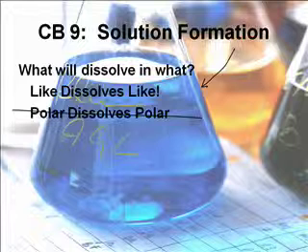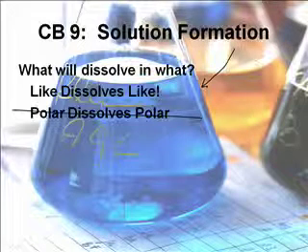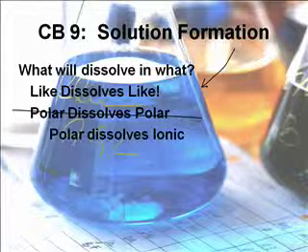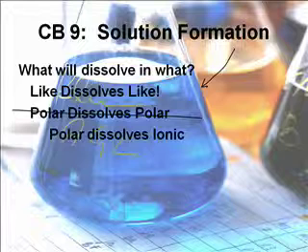So back in Unit 8, we learned about polarity. There are some things that are polar, and there are things that are not polar, or nonpolar, we say. So polar dissolves polar things. If I take a polar thing and I mix it with another polar thing, it will dissolve. It also dissolves ionic compounds. Polar dissolves ionic compounds, by and large.